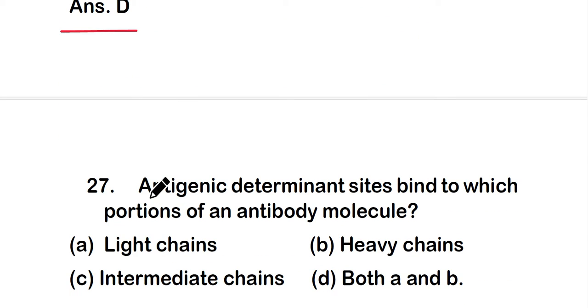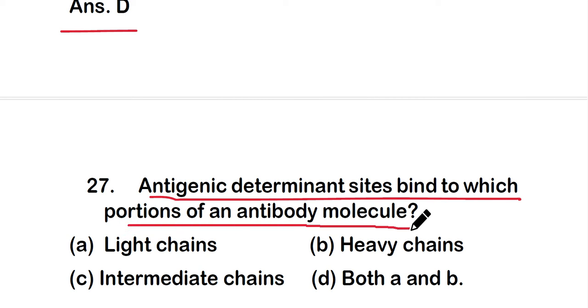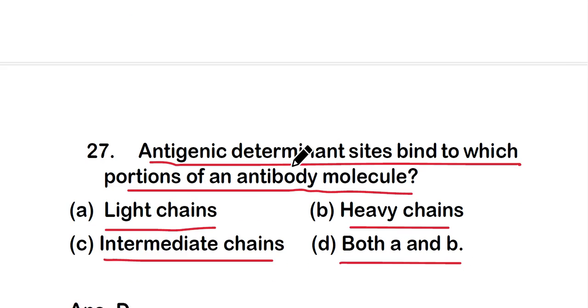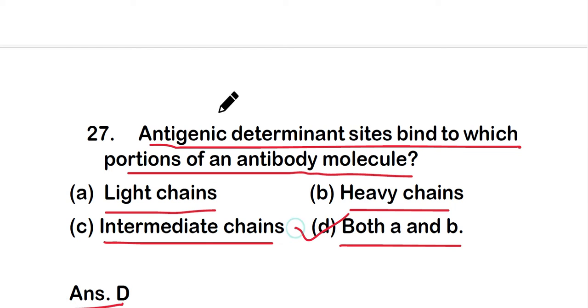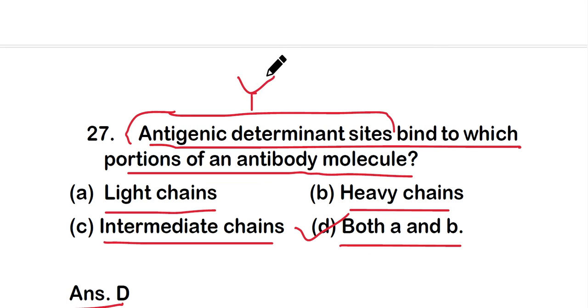Next is question number 27. Antigenic determinant sites bind to which portion of an antibody molecule? The options are option A, light chains; option B, heavy chains; option C, intermediate chains; or option D, both A and B. So already we have discussed this. The right answer is option D, both A and B. Antigenic determinant sites, meaning the epitopes of the antigens, bind to the hypervariable region. So here this is the antibody, and this is the hypervariable region where the antigens bind. This portion is composed of light chain and heavy chain. So both A and B is the correct one.